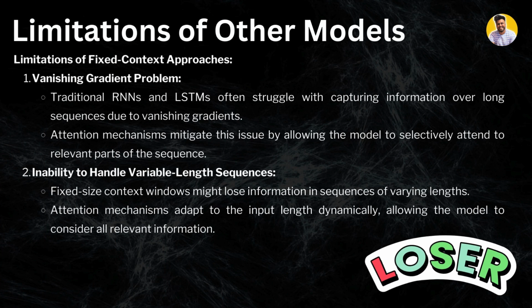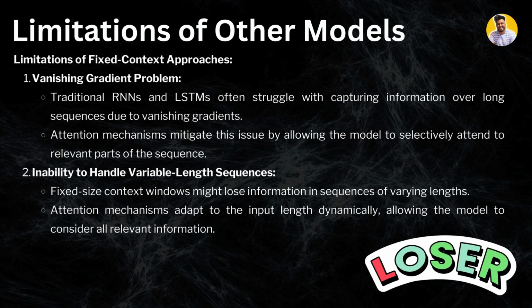What are the limitations of the other models? The very first thing is that traditional RNNs and LSTMs often struggle with capturing information over a long sequence due to vanishing gradient problems. They cannot capture long range dependencies or long range sequences. But the attention mechanism mitigates this issue by allowing the model to selectively attend to relevant parts of the sentence or sequence and give importance to them.